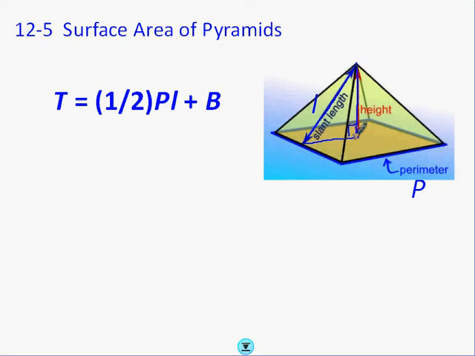Frequently they'll give you the slant height or the height, and you'll have to find the other using the Pythagorean theorem. Okay, I'm just going to give this to you. The total surface area of the pyramid is 1/2 perimeter of the base times the slant height plus capital B, which is the area of the base. It's not just a linear measurement. Again, it's a capital B, so it's the area of the base.